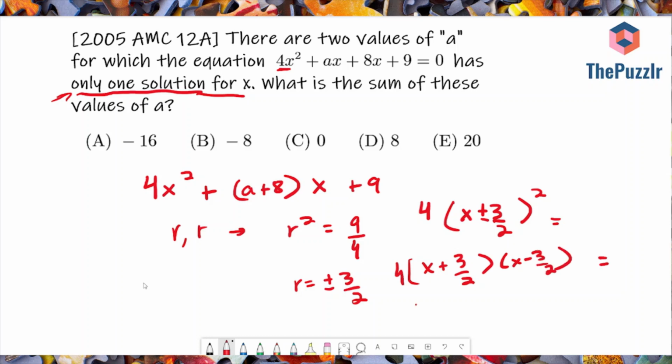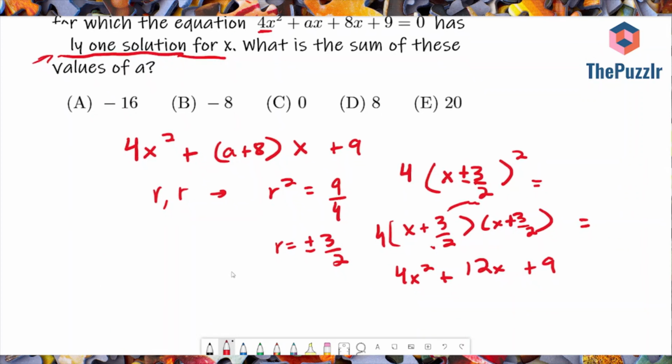And this is equal to 4 times x squared plus 3 halves times this x, and this should be a plus. And then 3 halves times the other x. So that's going to be 3x times 4, which is 12x. And then we have our final term, 9 over 4 times 4, which is 9. Okay. So what does that tell us? That tells us that this is one possible solution.